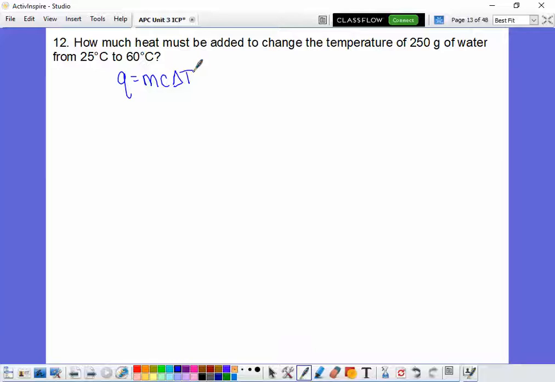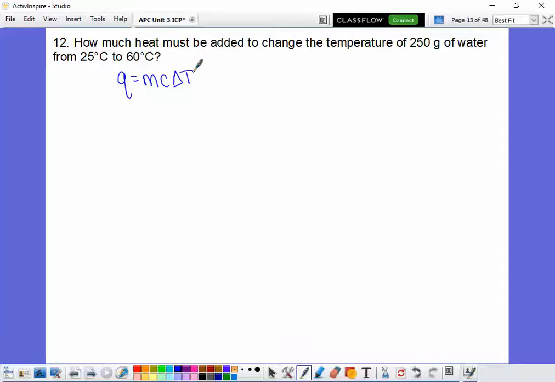It's a standard value. You'll either be given it or you have to solve for it. There's one you have to memorize, and that's for water, because water is very ubiquitous. Okay? And then delta T is our change in temperature. How do we calculate delta T? Final minus initial. Good.